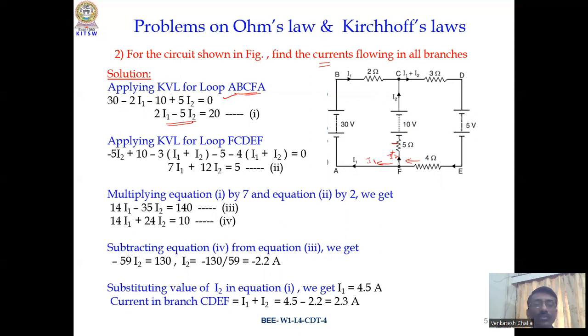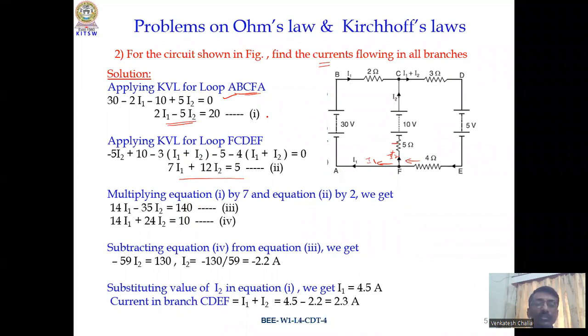So you get this equation, 2I1 minus 5I2 equal to 0. Similarly in this loop, you're moving like this, plus to minus. So minus 5 into I2 plus 10 minus 3 into I1 plus I2 minus 5 minus 4 into I1 plus I2 equal to 0. So rearrange it, you'll get 7I1 plus 12I2 equal to 5.